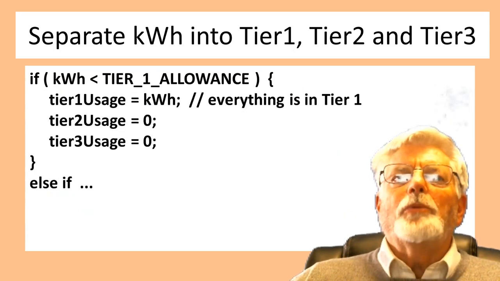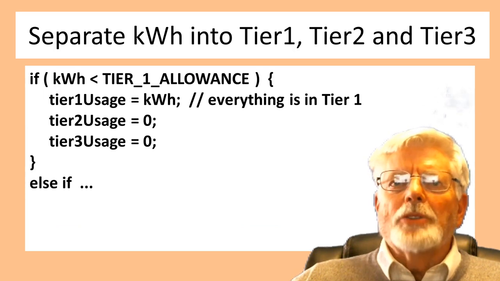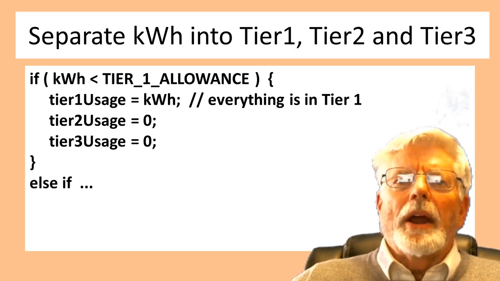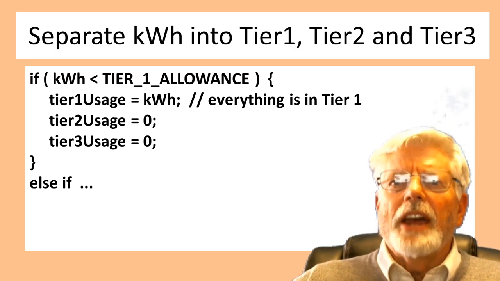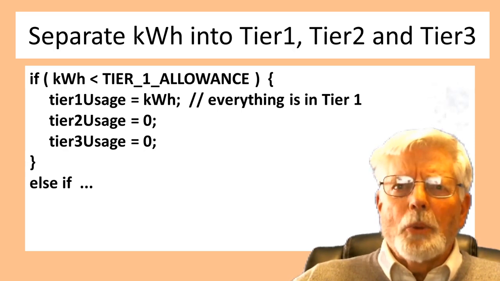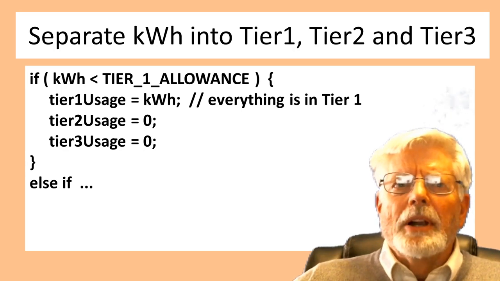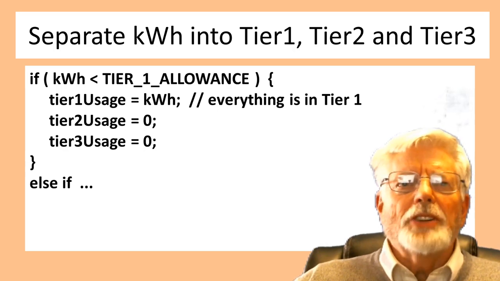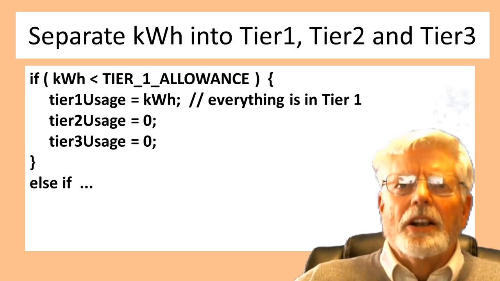Let's start off with what happens if the kilowatt hours used is less than or equal to the Tier 1 allowance. If that is the case, then all of the kilowatt hours fall into the Tier 1 usage and nothing in Tier 2 usage or Tier 3 usage. I want to use the named constants that were defined at the top of the program. If the Tier 1 allowance ever changed, then I would only need to change it one time at the location where the constant is defined.